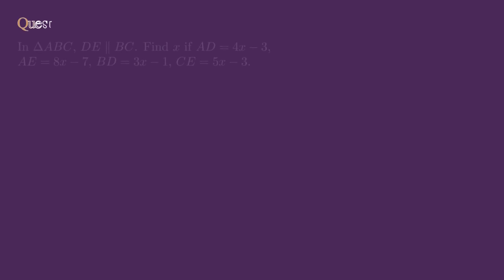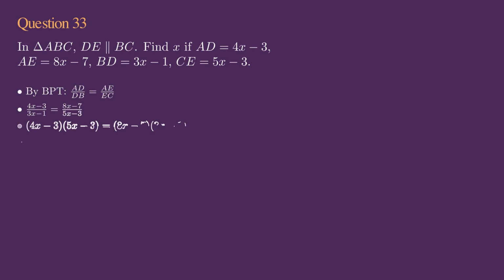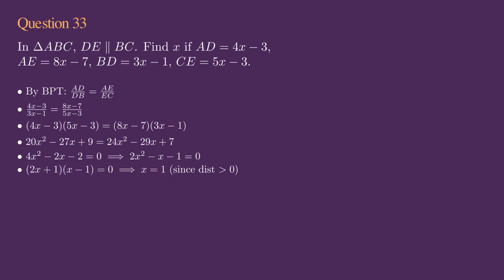Question 33. In triangle ABC, DE is parallel to BC. Find x given the lengths of segments. Using the basic proportionality theorem, AD over DB equals AE over EC. Substituting the expressions and cross-multiplying, we get a quadratic equation. Solving it gives x equals 1 or negative 0.5. Since length cannot be negative, x is 1. The value of x is 1.